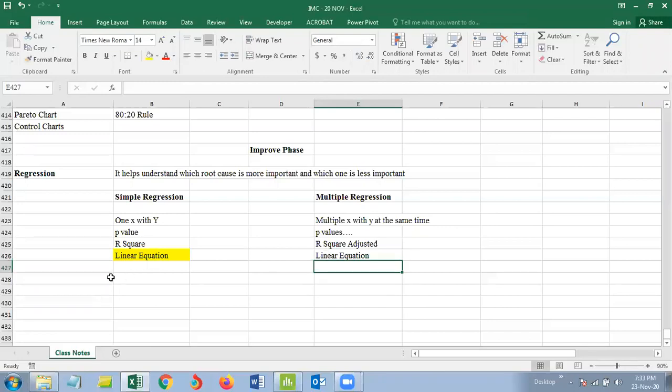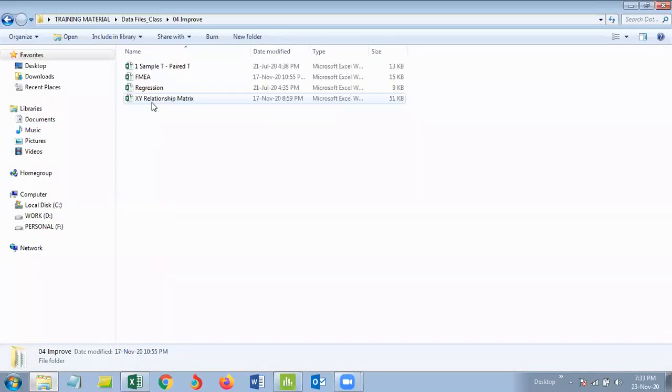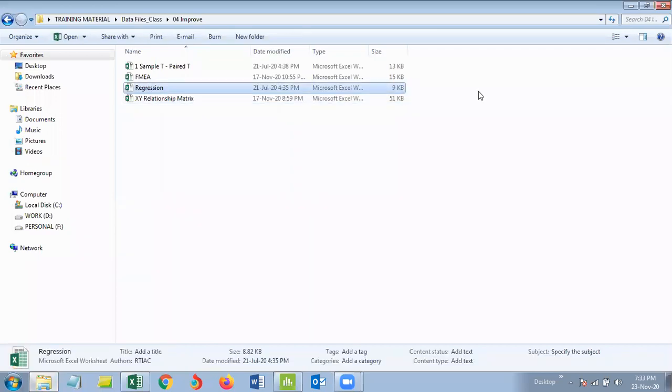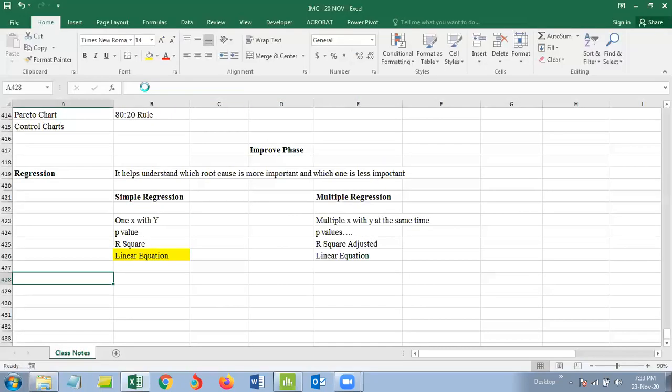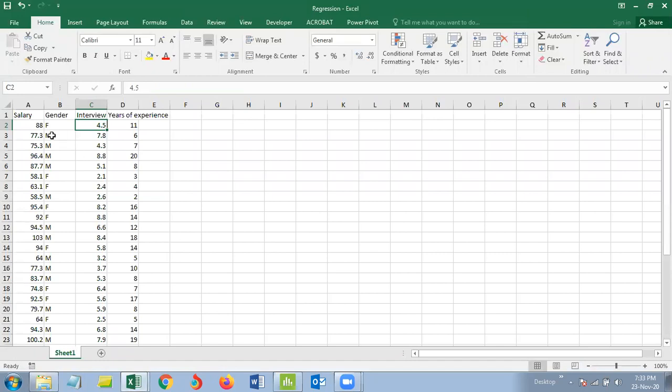So let's have a look at simple regression. In simple regression, we have this Excel file that's there in the link also. We click over, okay, let's open up this file, simple regression.